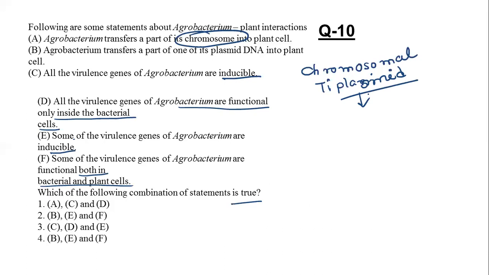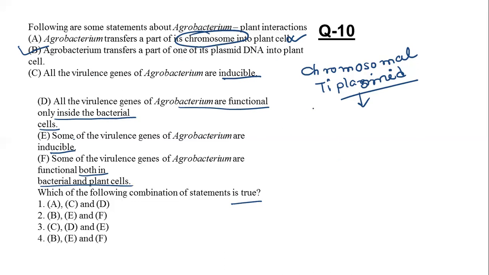So Agrobacterium transfers a part of its chromosome into the plant cells. These are wrong. So Agrobacterium transfers part of one of its plasmid DNA into the plant cells. Yes, this is correct. All virulence genes of the bacterium are inducible? No, actually some genes are polycistronic and some genes are monocistronic also. In case of all the polycistronic genes, they are inducible.